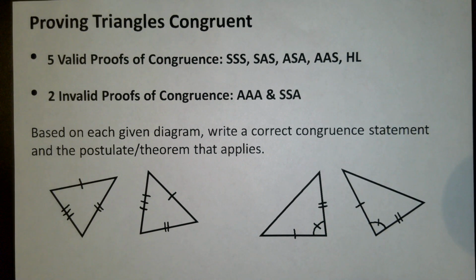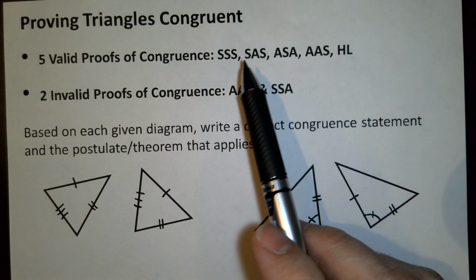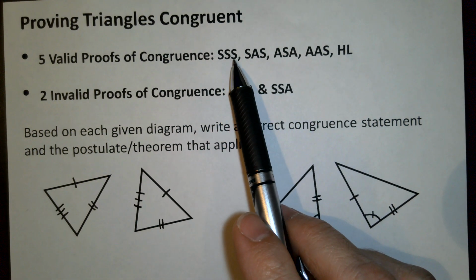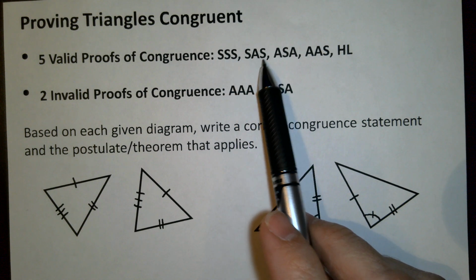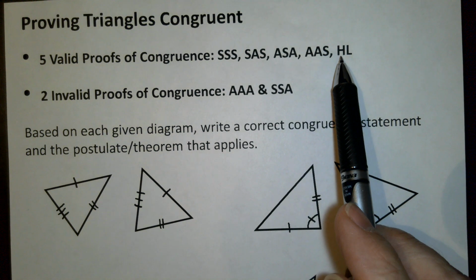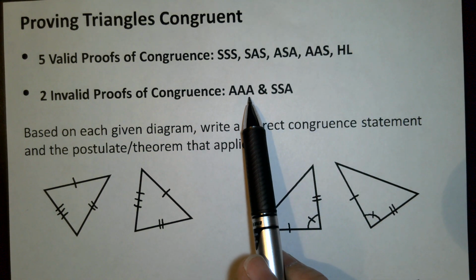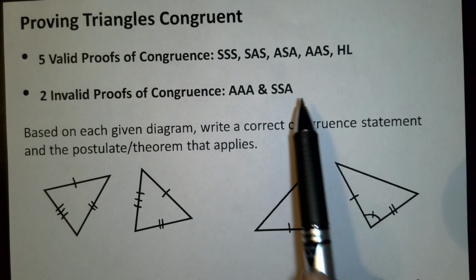Now these postulates or theorems, I've got the abbreviations here. I'll go ahead and read out what they mean. Side, side, side, side, angle, side, angle, side, angle, angle, angle, side, and hypotenuse, leg. These 2 that don't work are angle, angle, angle, and side, side, angle.